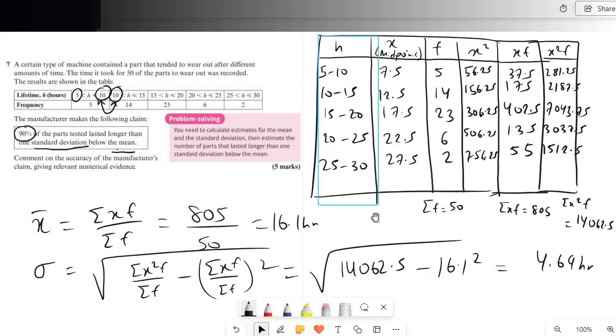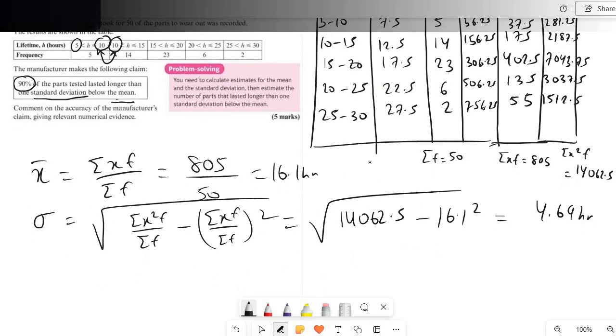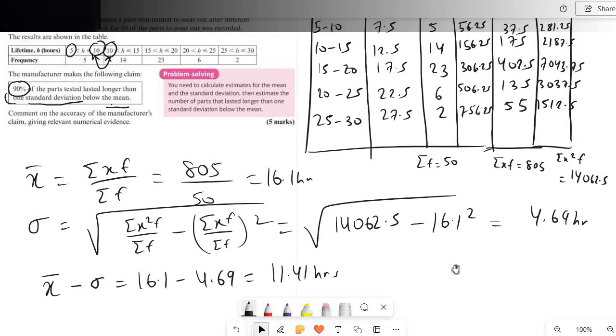Now what we do is we calculate one standard deviation below the mean. So what it means is that it's going to be mean minus one standard deviation, which is 16.1 minus 4.69, and this gives us a value of 11.41 hours. Now we find out where this exactly belongs. If you look at the ranges here, 11.41 lies within the 10 to 15 group, because it is greater than 10 and less than 15 hours.